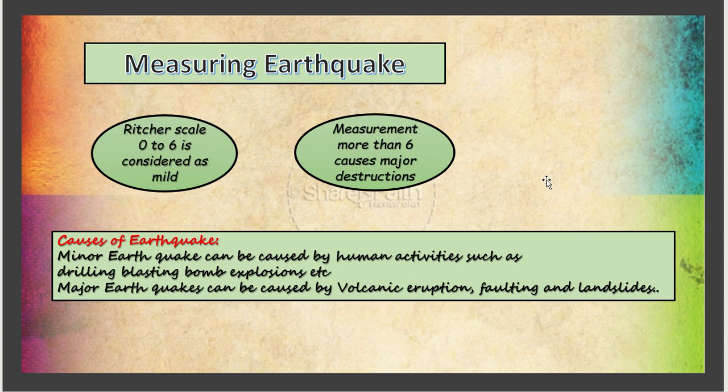And how do we measure earthquake? Nowadays, we use the Richter scale. If the Richter scale shows magnitude from 0 to 6, it is considered mild. When it shows more than 6, it is considered a major earthquake and it causes lots of destruction. In 2010, we experienced a major earthquake. What are the causes of earthquake? For a mild earthquake, the reason is human activities: drilling, blasting, bomb blast, etc. A major earthquake can be caused by volcanic eruption, faulting, and landslides.